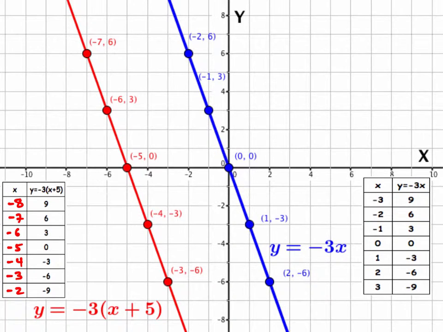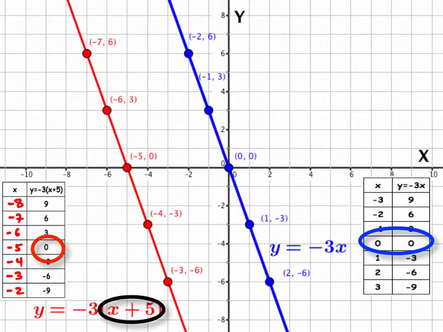One more real quick example. Of course, how about the ordered pair 0, 0 on our original graph? Of course, 0 equals negative 3 times 0. That's why it makes this blue equation true. That's why it's on our blue graph. But if we want to get a y value of 0 on the graph in red, of course, we need to be multiplying negative 3 by 0. X can't be 0. X has to be negative 5. It has to be 5 less than 0. It has to be 5 less than it was in our equation in blue.